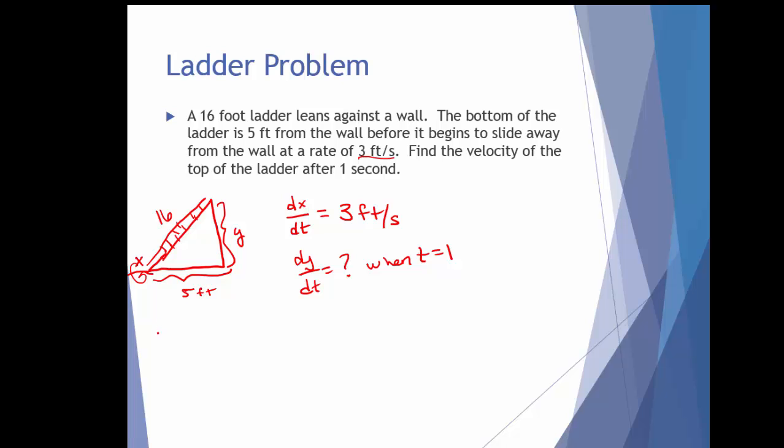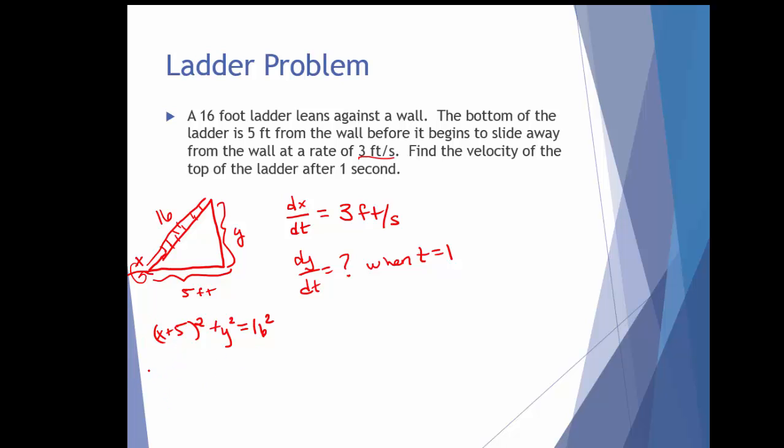So my first leg is not 5. Remember that triangle is increasing in size. So it's actually (x + 5) squared. This will be the length. Plus y squared equals 16 squared. So you have some options from here. You can, for example, take (x + 5) squared and change that to x squared plus 10x plus 25, plus y squared equals 16 squared. And then you can take the derivative, or you can just take the derivative as written. And that's actually what I'm going to choose to do.